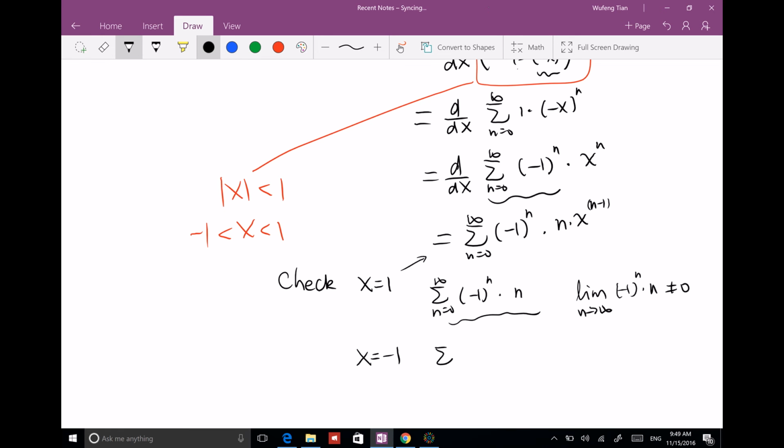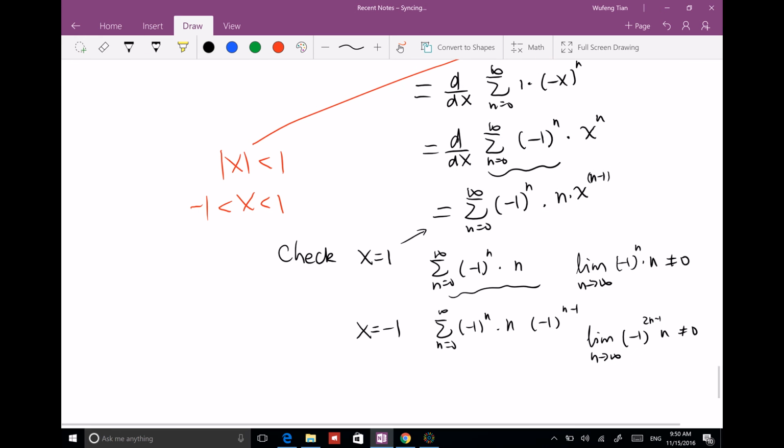I got the sum n from 0 to infinity, negative 1 to the power n times negative 1 to the power n minus 1. I'm going to call another student here. Tell me if this one diverges or converges. So Joshua, could you please tell me if this one diverges or converges? I would say divergence. Because? Nth term test. Yeah, nth term, exactly. Nth term test, and it will never go to 0. It does not equal 0. So this one diverges. Both of them diverge, so I got x goes from negative 1 to positive 1, both parentheses, not including any of the endpoints.